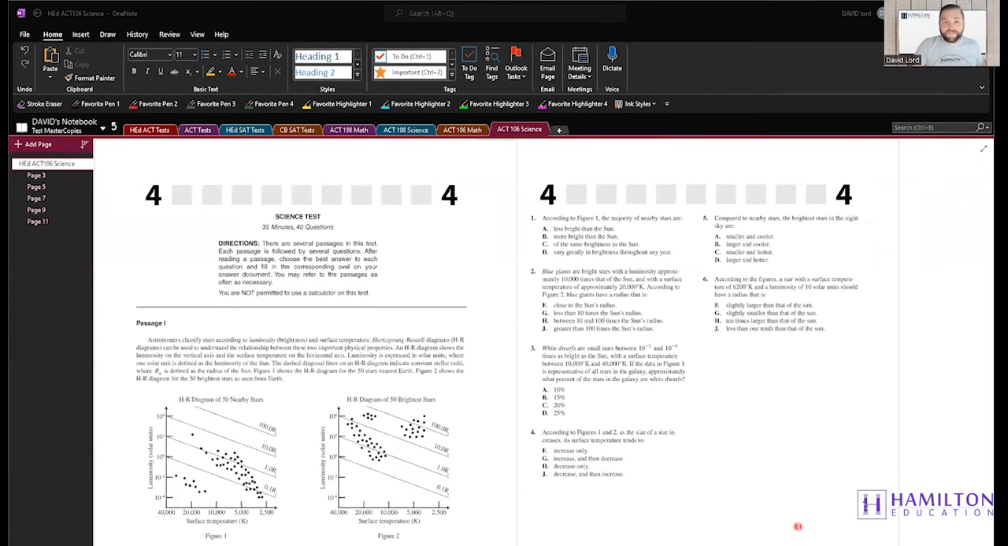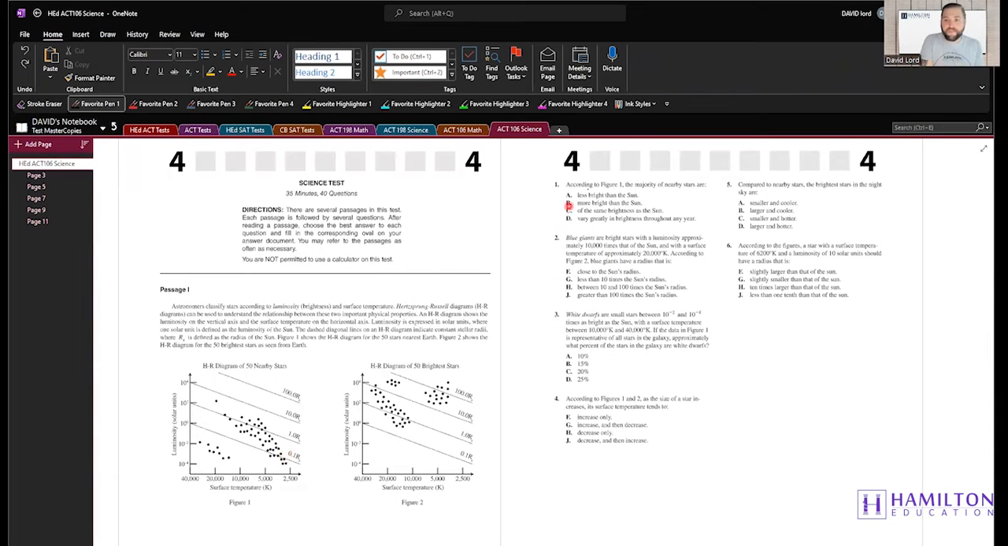Passage 1, Introduction. This science passage looks like a data representation passage because it has a short blurb right here, and then it has two figures. So my plan of attack for this passage is to go straight to the questions and try to answer them as fast as I can, and then if I need to, read back over the introduction. All right, let's get started.